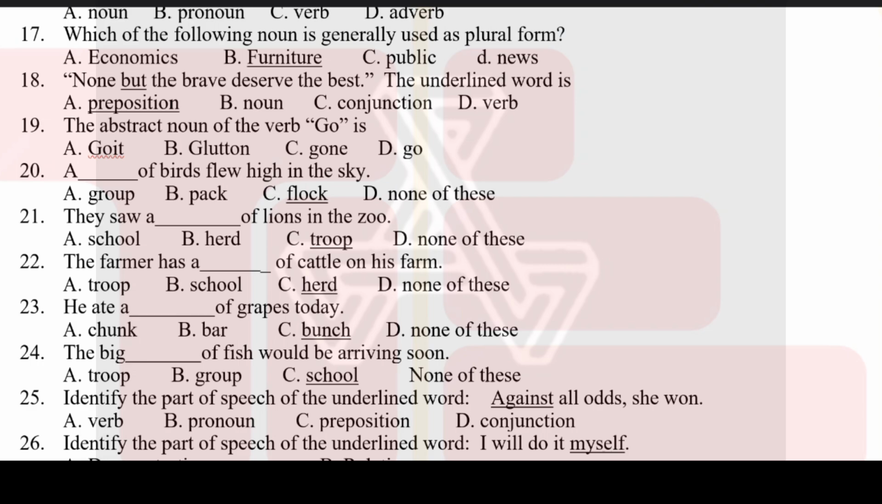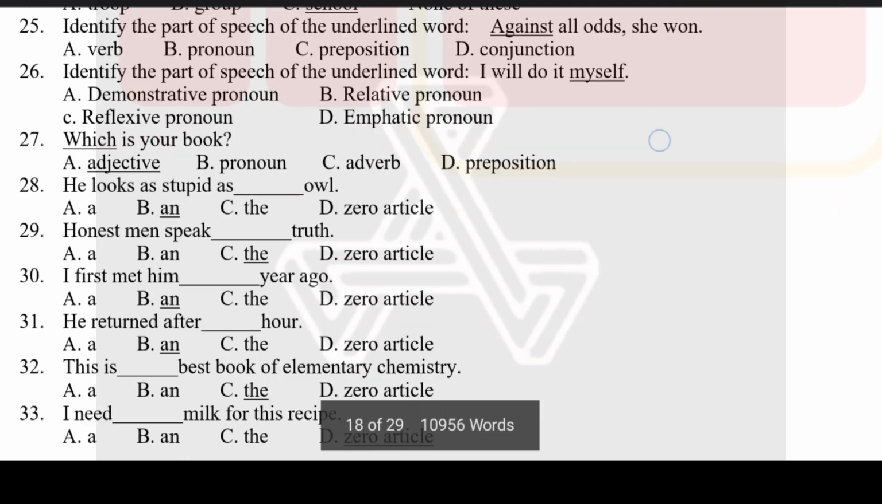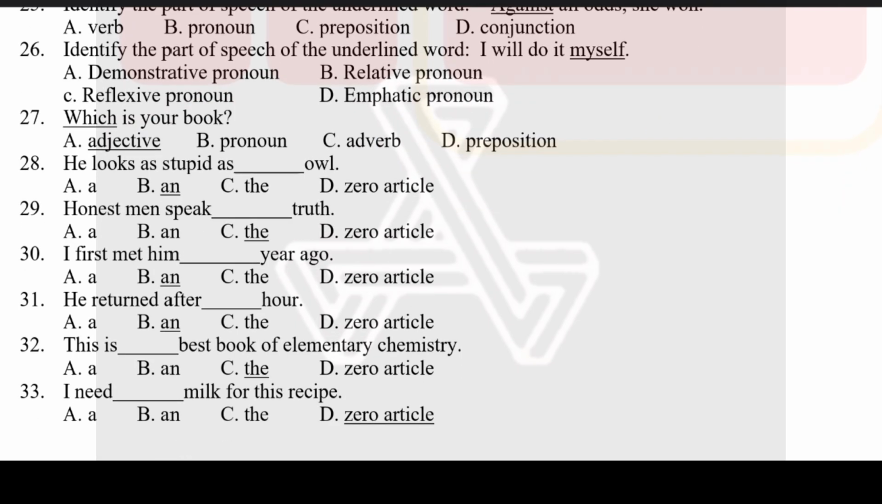Identify the part of speech of the underlined word. Against all odds, she won. Conjunction. Identify the part of speech of the underlined word. I will do it myself. It is a reflexive pronoun. Which is your book? Which is an adjective.